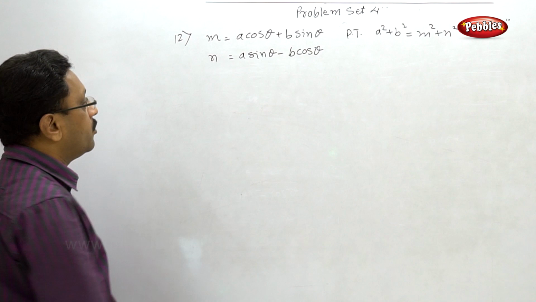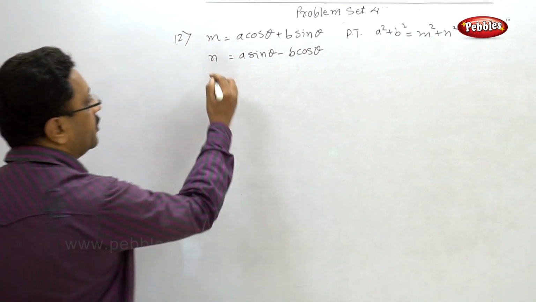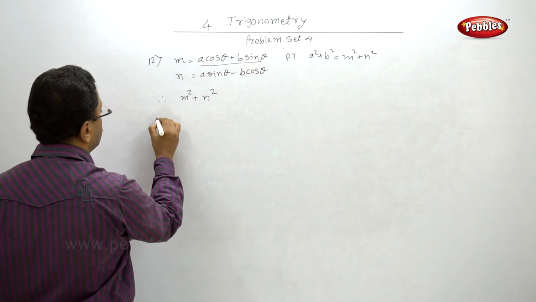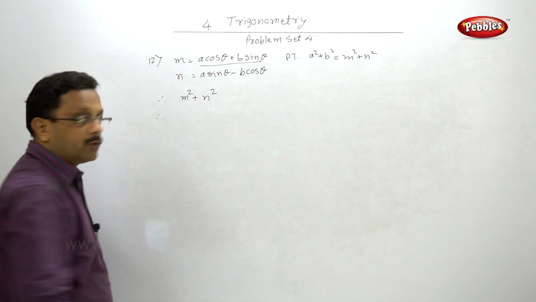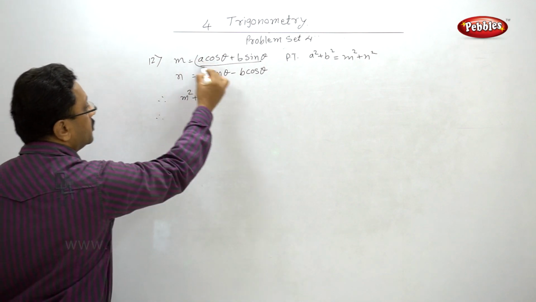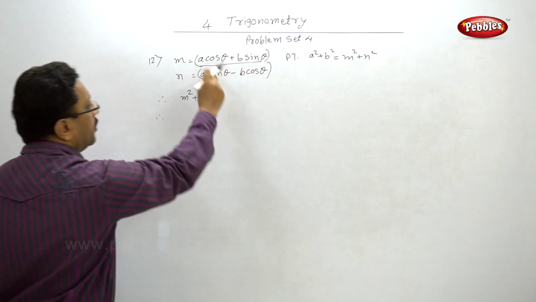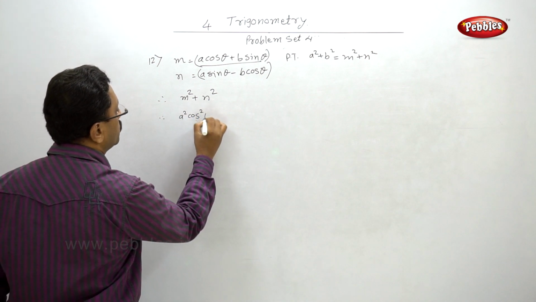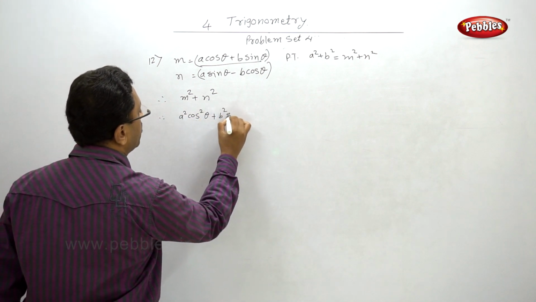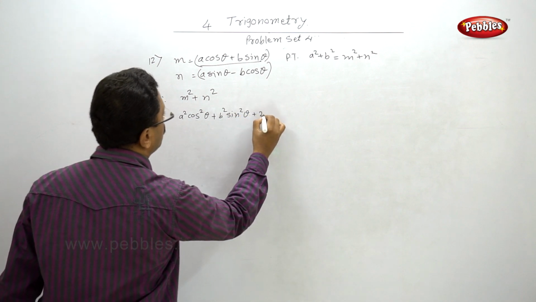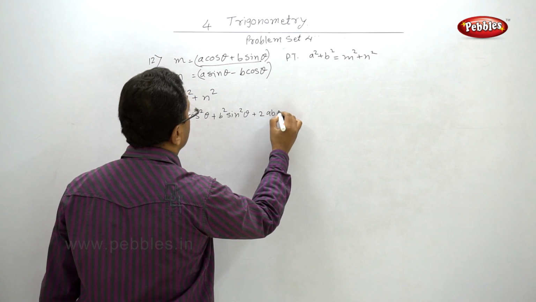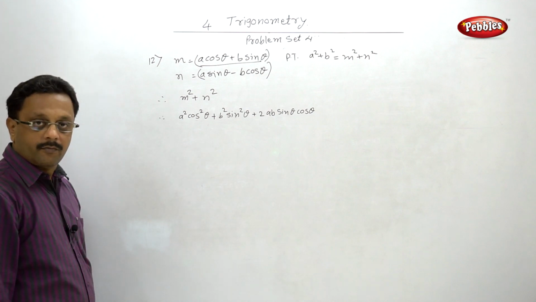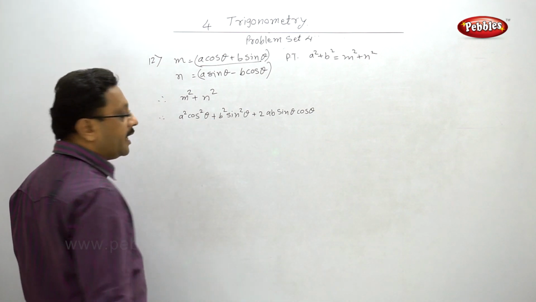I am starting with the right hand side now because m and n I know what they are. So m square plus n square, square of this bracket, so I am doing the square directly. Square of this bracket plus square of this bracket. How will you square this bracket? The first term square, a square cos square theta, plus b square sin square theta, plus 2ab sin theta cos theta, and plus n square.